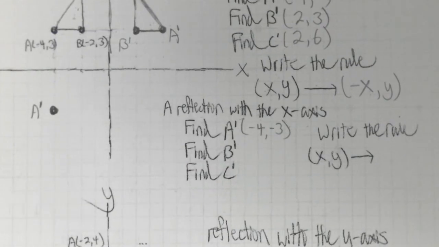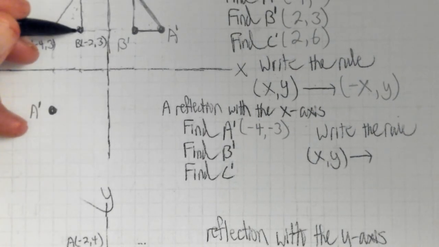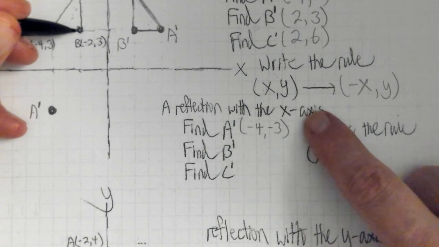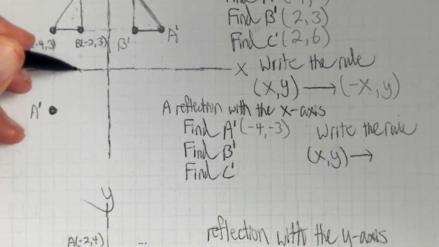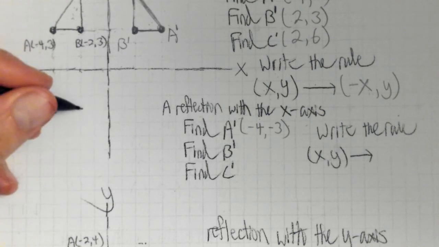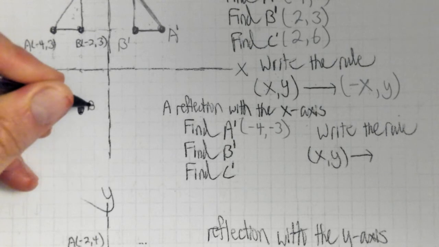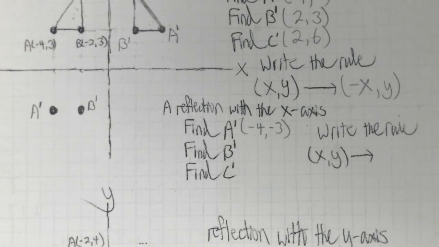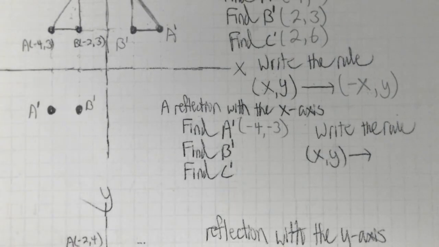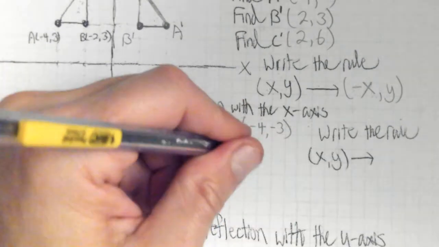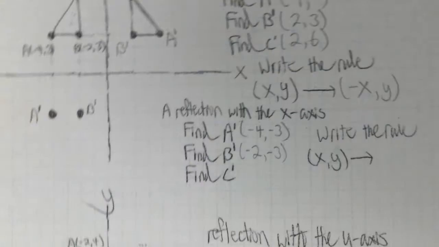And so, again, let's do the same thing now with point B. How far is B away from the line of reflection? Remember, the line of reflection is the x-axis this time. It's 1, 2, 3. So I need to go 1, 2, 3. And then there's B prime. Okay? What are the coordinates? -2, comma, -3.